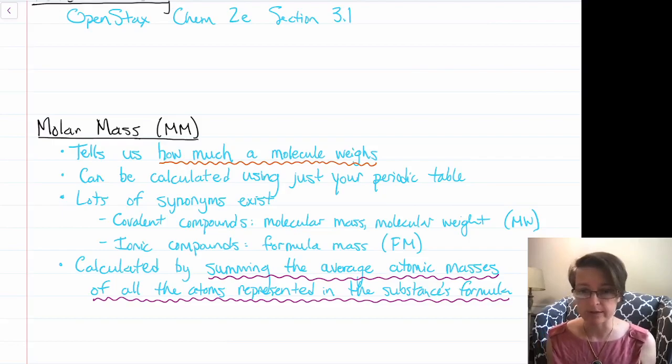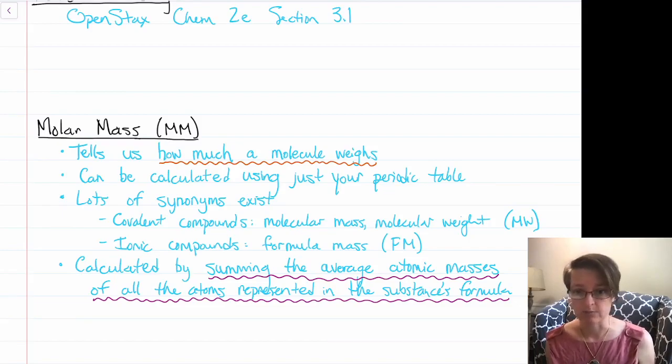Now, I'll let you know before we get started that depending on what textbook you're using or what video you're watching, you may hear a lot of synonyms for this phrase molar mass. So if you hear molecular mass, molecular weight, formula mass, or if you see some of these abbreviations like MW or FM, it all means the same thing. We're talking about the same concept. You'll just see it in slightly different contexts.